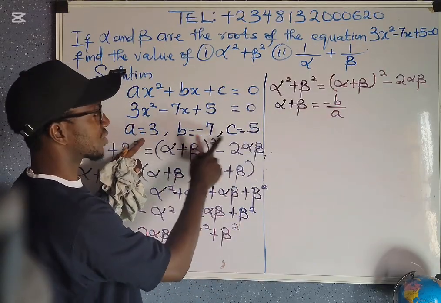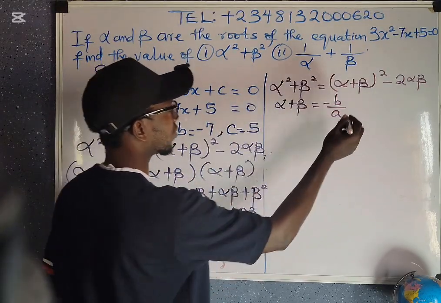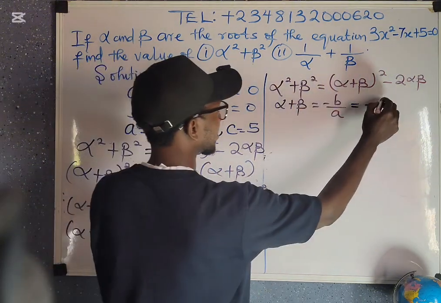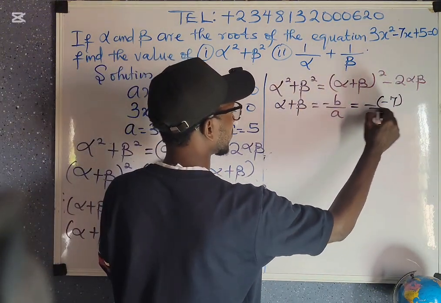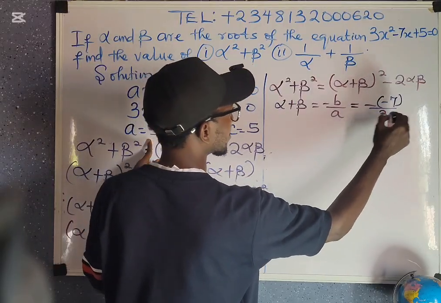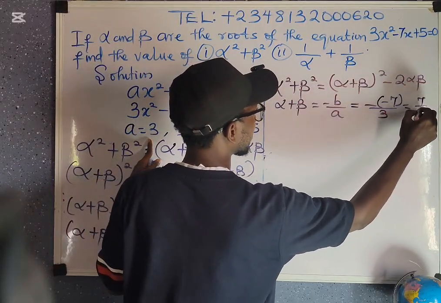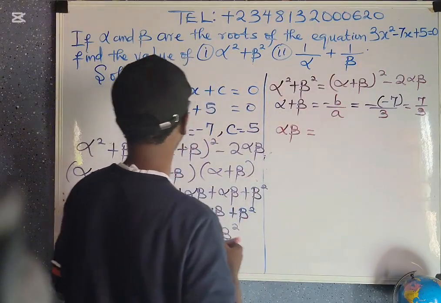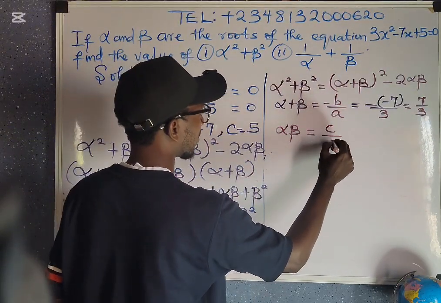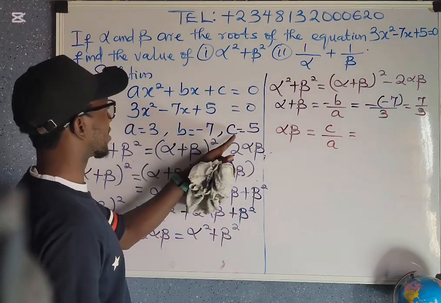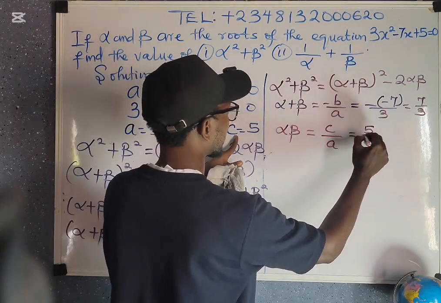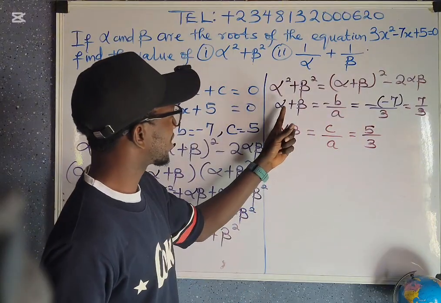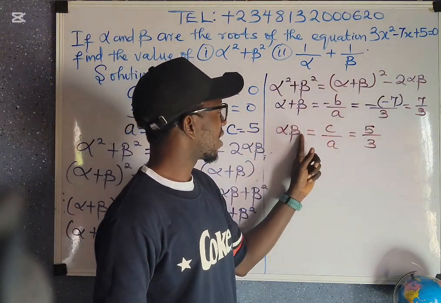So if we just substitute from what we have, our b is minus 7 over our a is 3. So this is 7 over 3. Then our alpha beta as well is c over a. And c in this equation is 5. Our a is 3. So we have fully established our alpha plus beta and our alpha beta.